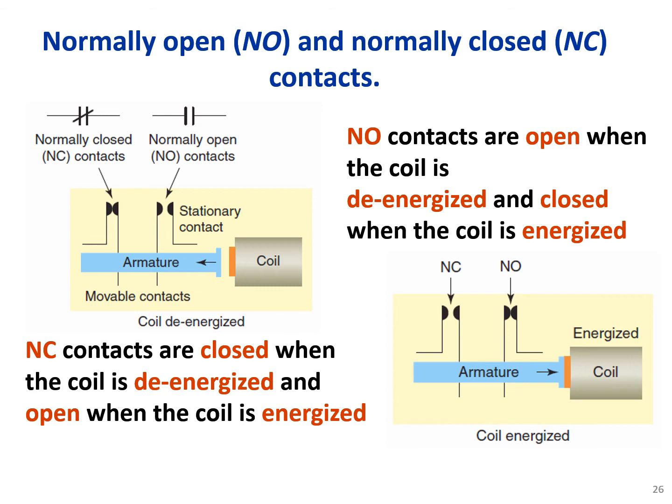But again, the type of the switch will remain normally closed because in the normal condition, the coil is de-energized. So normally open contacts are open when the coil is de-energized and closed when the coil is energized. And normally closed contacts are closed when the coil is de-energized and open when the coil is energized.